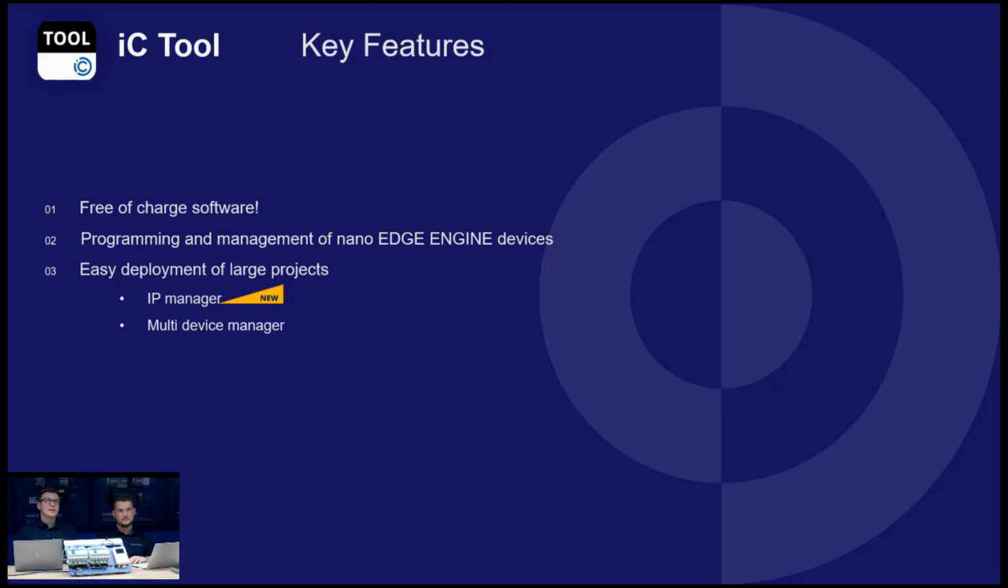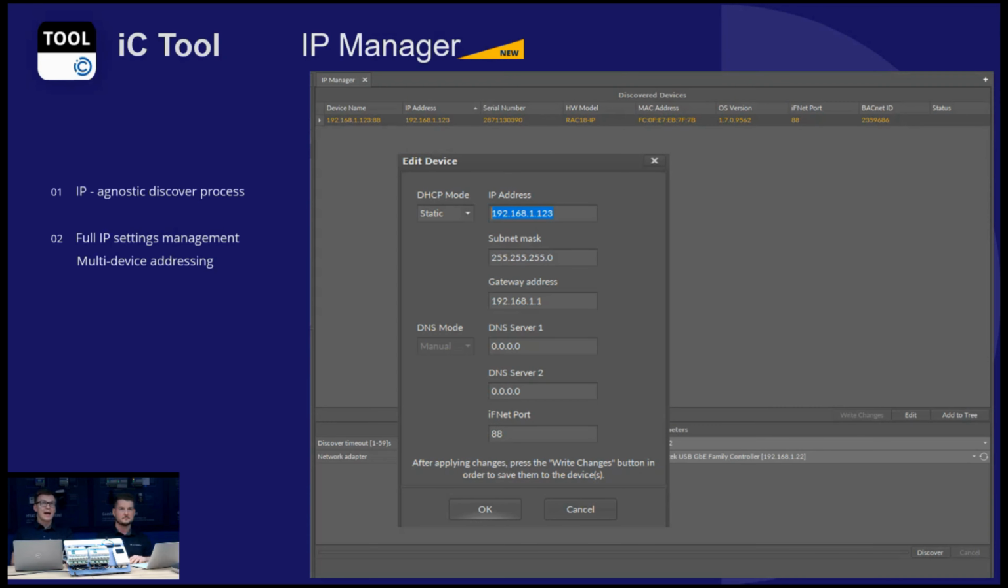We just finished the new functionality. IP Manager allows you to easily deploy and change the IP address on many devices on site, and to make maintenance of your Nano engine devices on site easier. So let's take a look at how the IP Manager looks. What is the tool, the view?